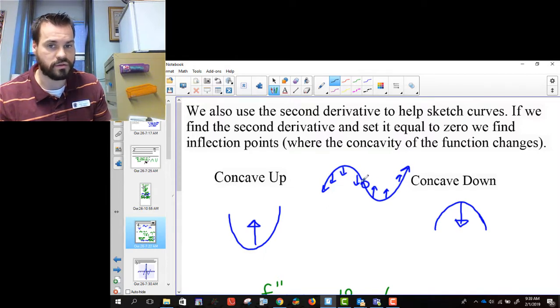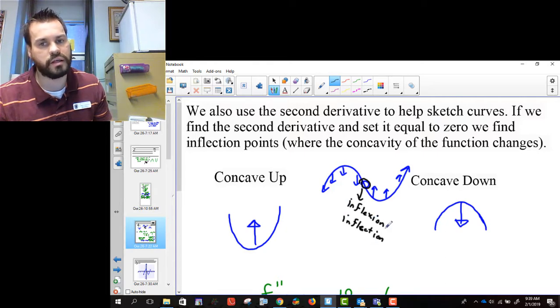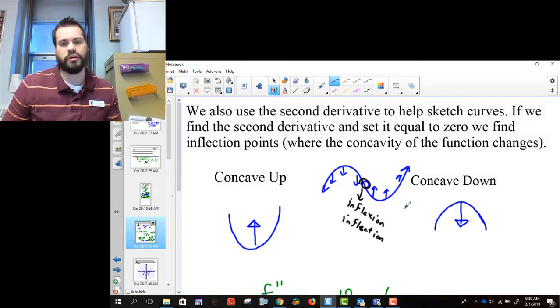And there is a point somewhere, which I've circled here, that is called an inflection point. You'll see it spelled like this or like this, depending on where you look. I generally spell it like this, but I've seen it the other way in textbooks, so just if you're wondering.